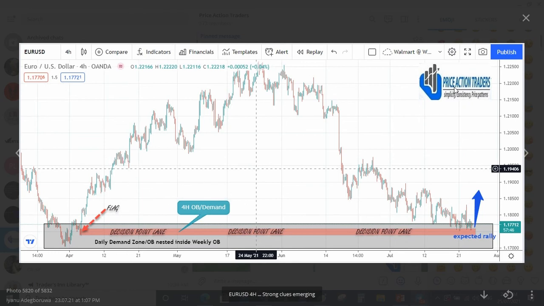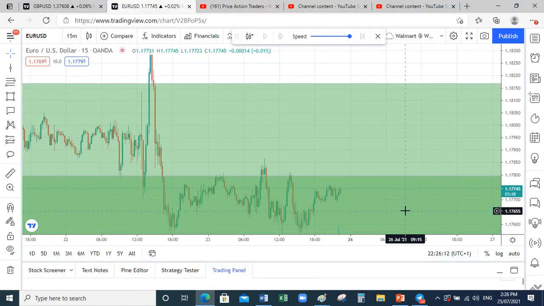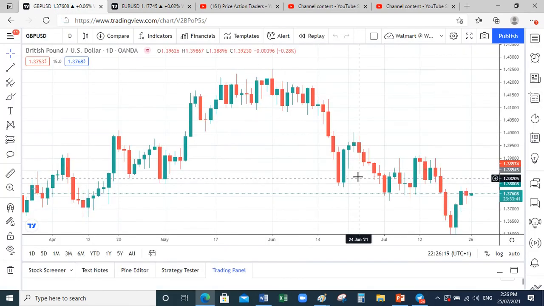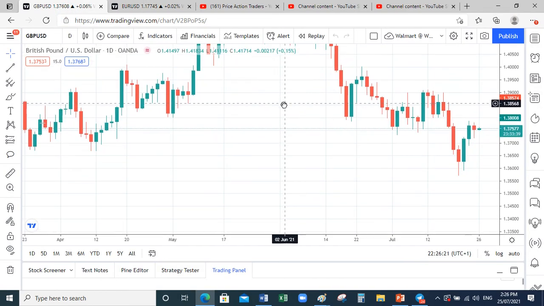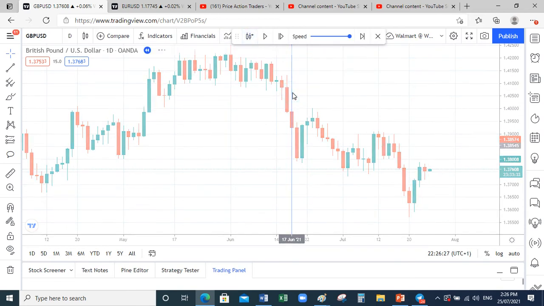So that is how to identify this. I've given you a trade example on this. You just go there and I can still show you. I will still show you more on trades. This is Pound USD, my brother. See it here. It played out.